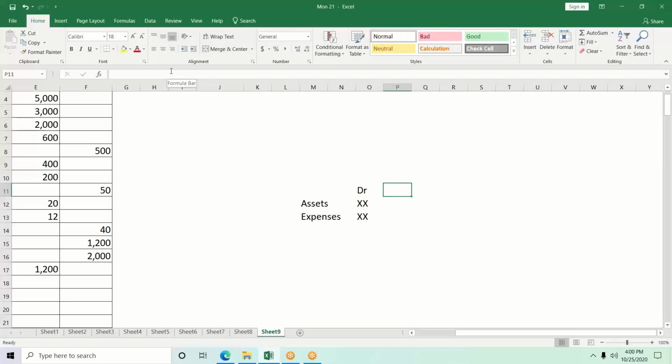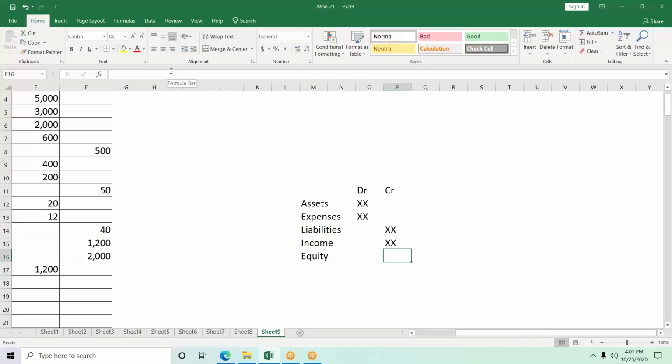But on the credit side, what do you write? Liabilities, income, as well as equity.